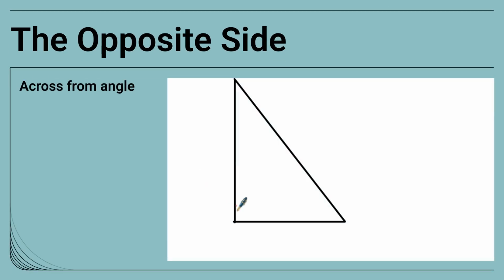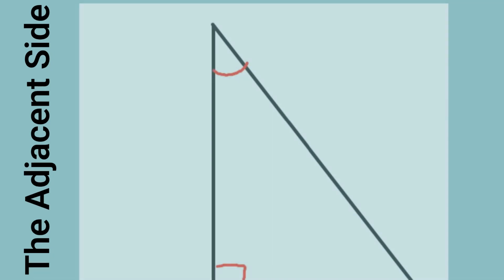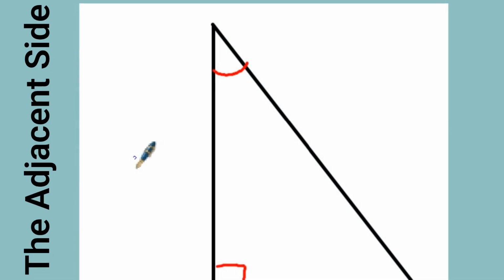Next, the opposite side. This is the side directly across from the angle of interest in your triangle. Be sure to correctly identify the opposite from the angle in question. Finally, the adjacent side. This side is next to the angle of interest, but it's not the hypotenuse.